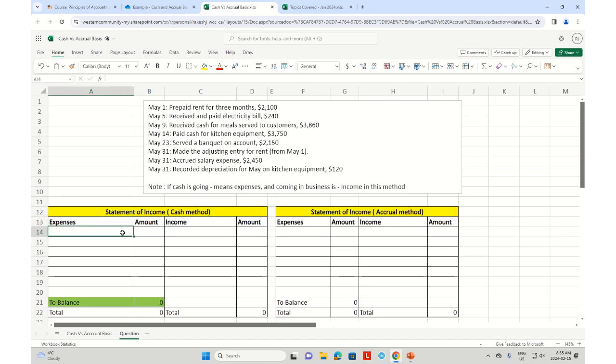So today I'm going to explain the accrual basis of accounting and the cash basis of accounting. What is the difference between these two, with one example that I have taken here. So first of all, accrual accounting, what is that?